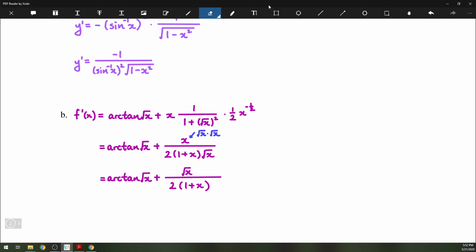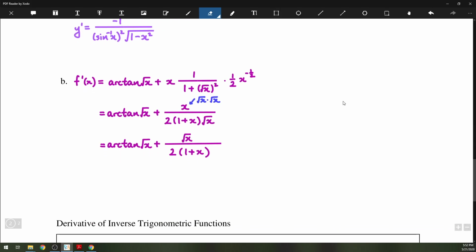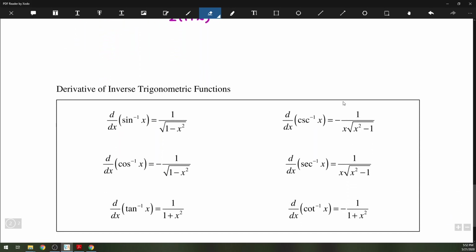So for the inverse trigonometric functions, again, there are 6 different derivatives. They are provided for you right here in this table. And again, you're going to use these new derivatives in conjunction with your product rule, quotient rule, and chain rule that we have learned previously to find new derivatives.